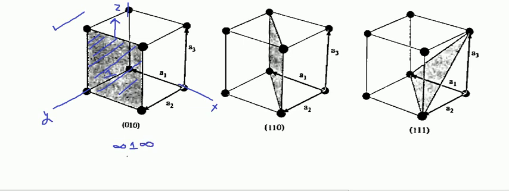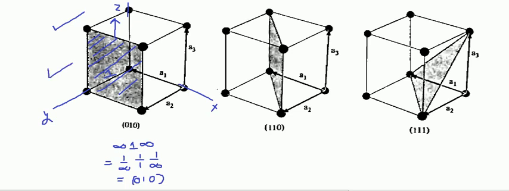Okay, so once the intersection points are found, the idea is to take the reciprocal. What is the reciprocal of infinity? 1 by infinity. The reciprocal of 1 is 1 by 1, and the reciprocal of this is 1 by infinity. And this is your Miller indices. Take the reciprocal, that is 0, 1, 0. So the Miller indices for this plane is 0, 1, 0.